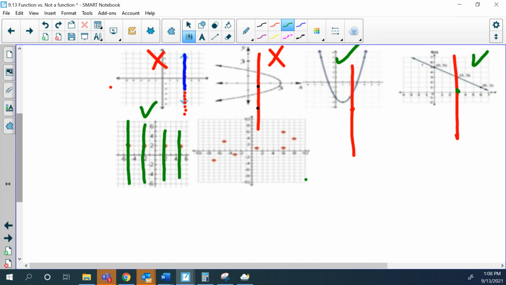However, on this graph here, you notice I have 2 points right here. They're vertically aligned. If I draw a line through these points, what's going to happen? You're going to cross 1 point, 2 points. So that is not a function, because the line crosses 2 points. So be careful: for a discrete graph, if you have 2 points that are vertically aligned like that, then you're not going to have a function. Okay, so that was the lesson today.